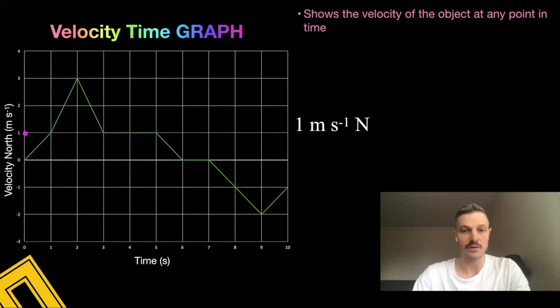So if it is positive, it is north. And if I want to determine the velocity at 8 seconds, I would determine that it is negative 1 meter per second, which is 1 meter per second south.